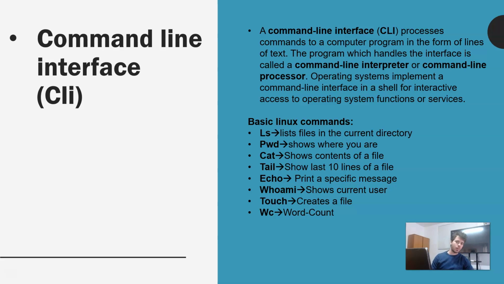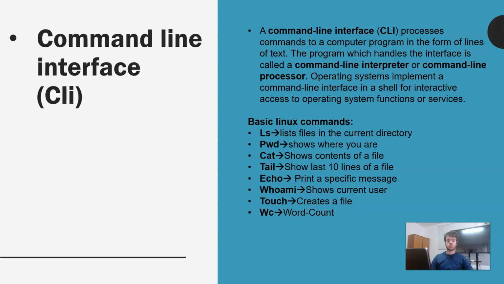So first we have the command line interface. The command line interface processes commands to a computer program in the form of lines of text. The program which handles the interface is also known as the command line interpreter or command line processor. Operating systems usually implement the command line interface in a shell for interactive access to operating system functions or services. So, to put it in blunt terms, you type in commands and it does what it does in a very fast way.